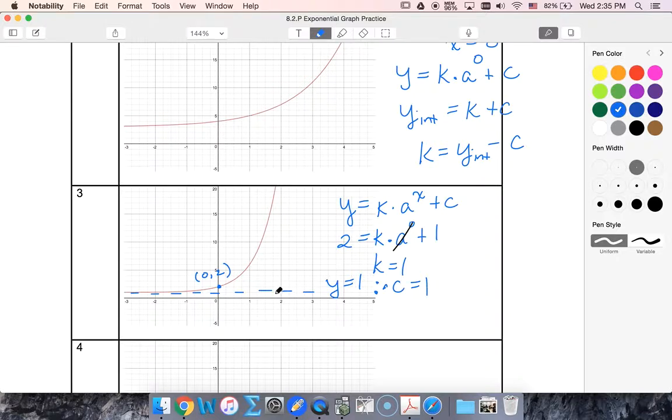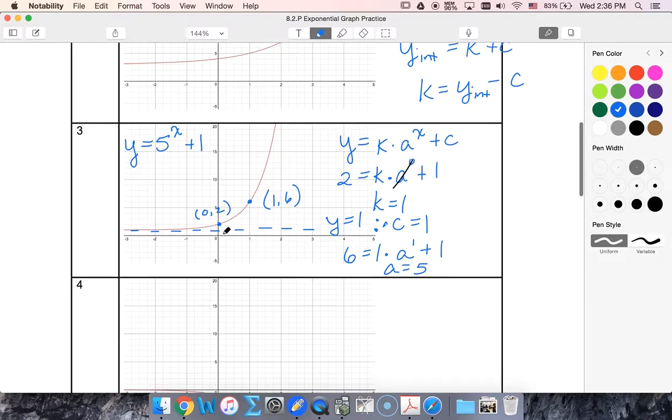Now I'm going to pick a third point. The best point to pick is when x equals 1. That's because if x equals 1, I just get a, because a to the first power is just a. So I see this point (1, 6), and that's going to let me find my a value. So 6 equals k times a to the first plus 1. This is just going to be a, so subtract 1 to the other side, and I'm going to get a equals 5. That tells me that this equation, y equals, I can write 1 for the k, but I don't have to, so 5 to the x plus 1.